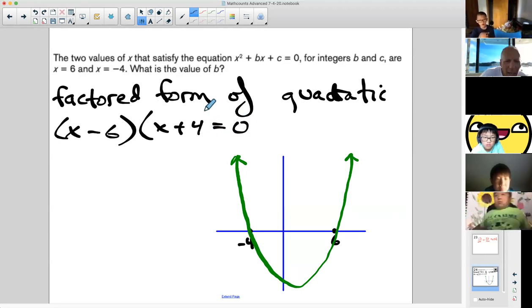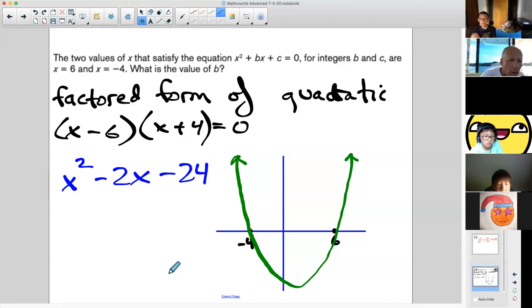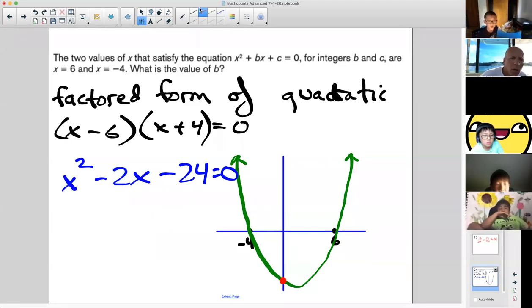Now guys, if I distribute this, aren't I going to get x squared minus 2x minus 24? Isn't that true, guys? Does anybody not understand how I got x squared minus 2x minus 24? Audrey, Ethan, Ray, Alan, Andreas? Yeah, you could have just multiplied the numbers, right?